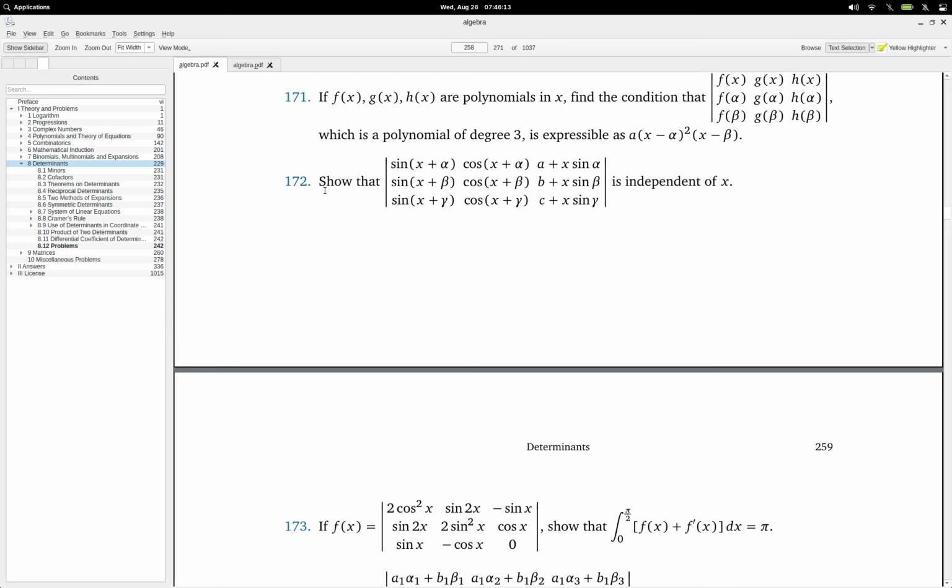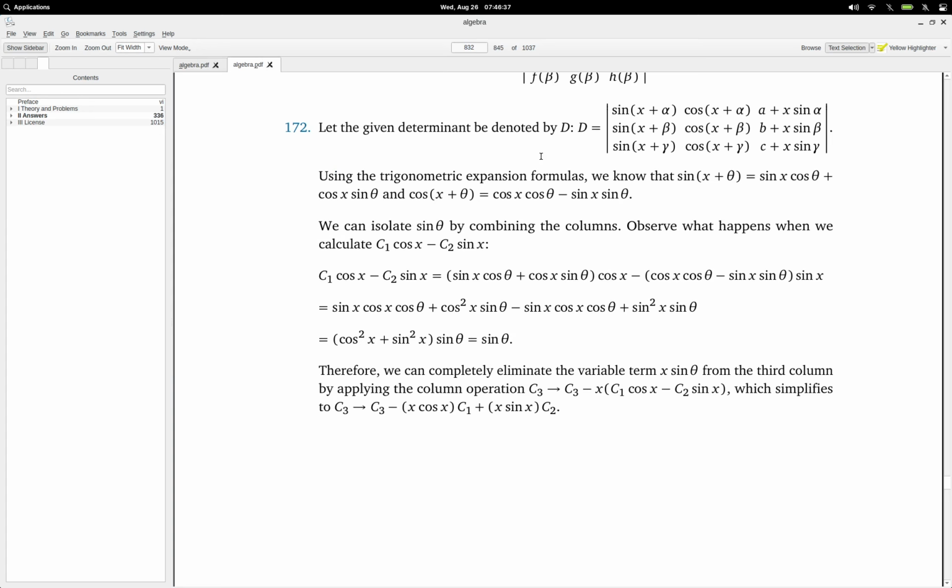So we have question 172, which I said that I will expand on. The problem, as you remember from the previous video, has sin(x + alpha), cos(x + alpha), a plus x sin alpha, and so on, with b, c here, and beta, gamma is independent of x. So you see this determinant, okay?